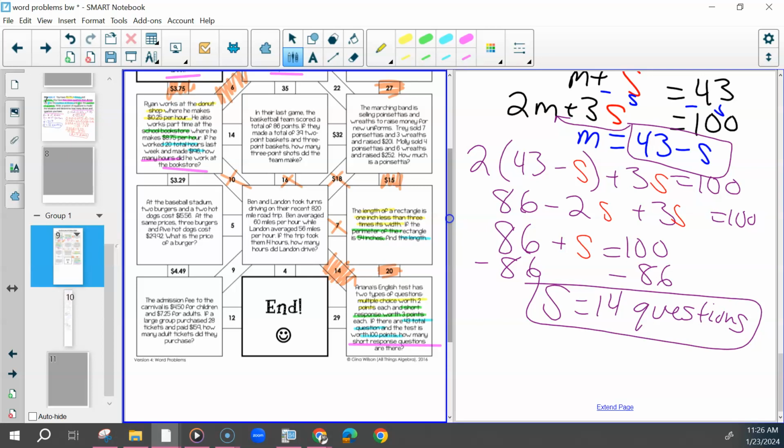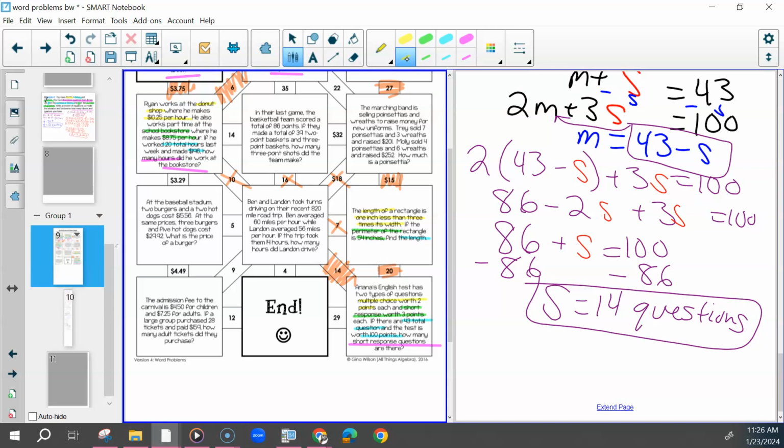But for the problem, Ben and Landon took turns driving on their recent 820-mile road trip. Ben averaged 60 miles per hour, while Landon averaged 56 miles per hour. If the trip took them 14 hours, how many hours did Landon drive? What's important there?